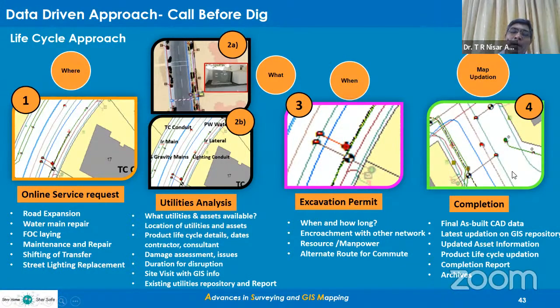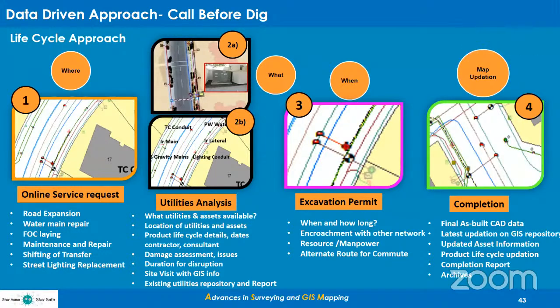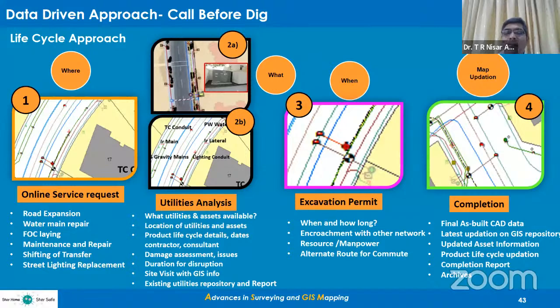So the contractor has to submit the final as-built drawing, the latest updation in the GIS repository about the asset information, about all the details completed. And along with that, the contractor has to submit the completion report. Once all this is submitted to the GIS section, these are updated onto the map.